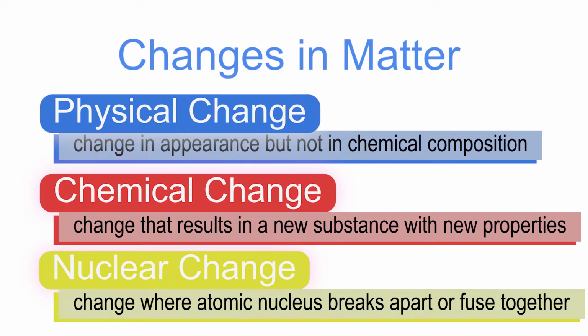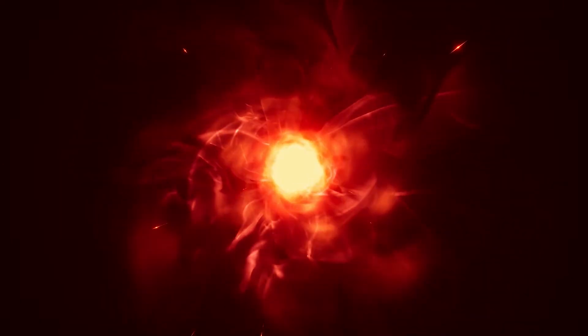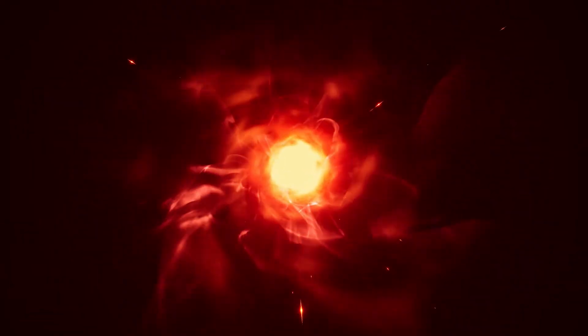Finally, a nuclear change occurs when a subunit of a particle of matter, the nucleus, breaks apart to form smaller atoms, called nuclear fission, or fuse together to make heavier atoms, called nuclear fusion. This involves about 1 million times as much energy as a chemical change.